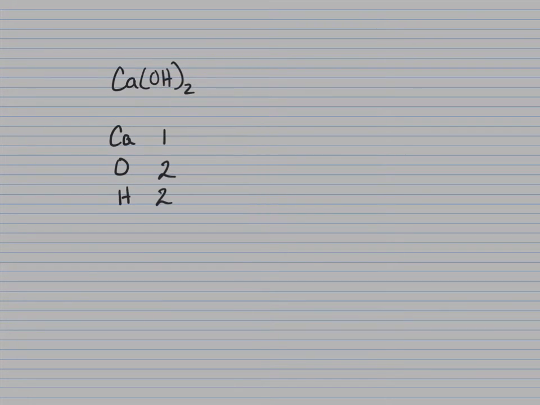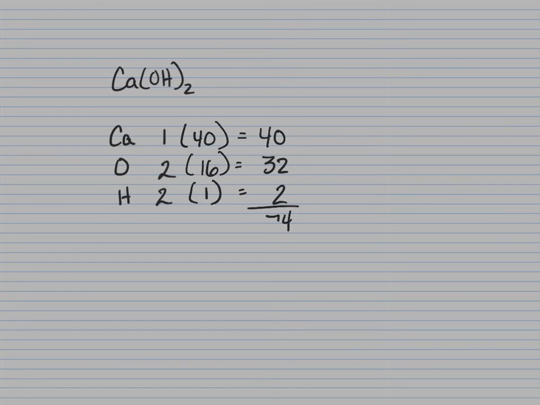And then we're going to look up on our periodic table that calcium has 40 as its atomic mass, oxygen has 16, and hydrogen has 1. And we will multiply them across. We'll get 40, we'll get 32, and we'll get 2. And when we add all these up, we will know what the gram formula mass is for calcium hydroxide: 74 grams for every mole of calcium hydroxide that we have. And again, a mole is just a group of things. In this case, the thing is the calcium hydroxide.